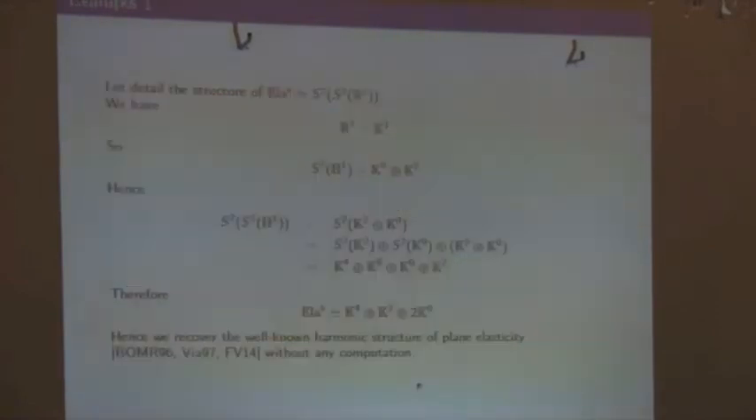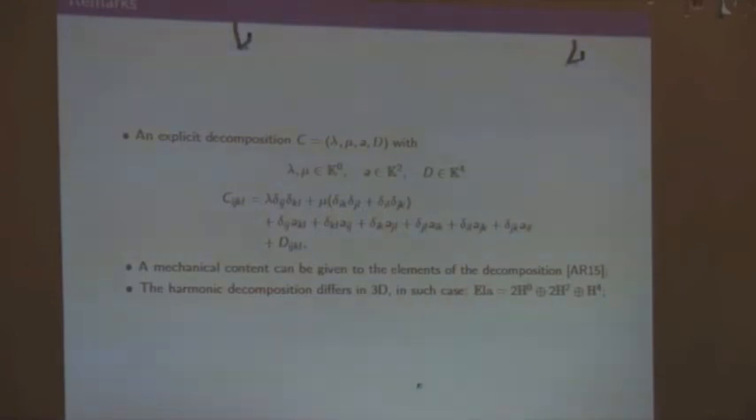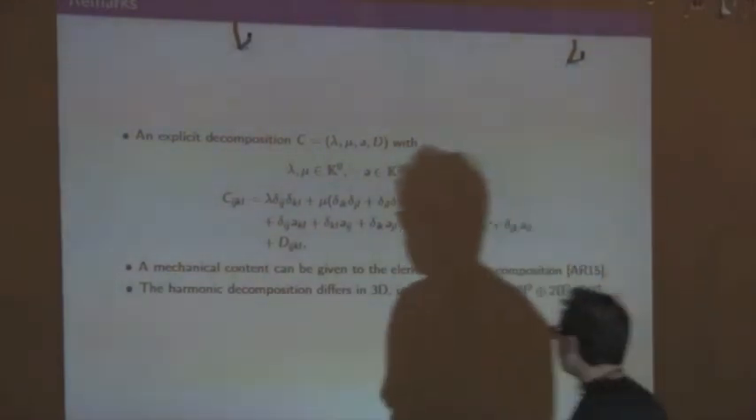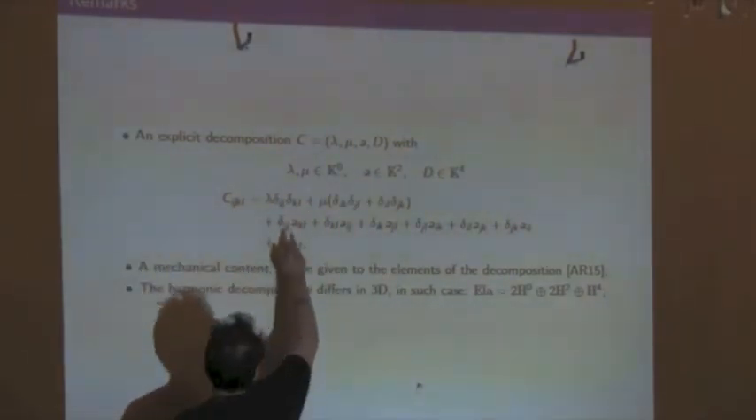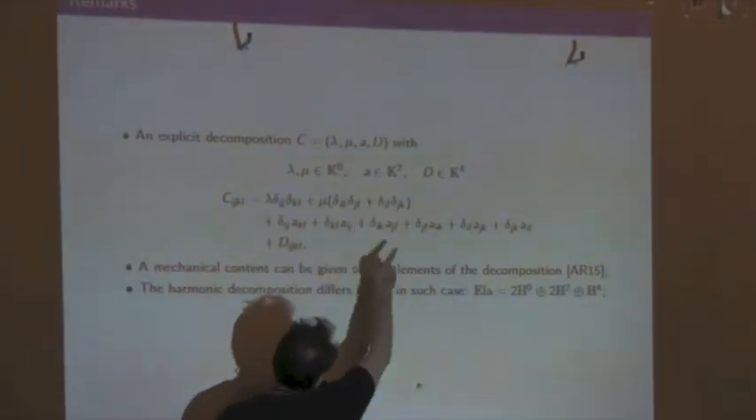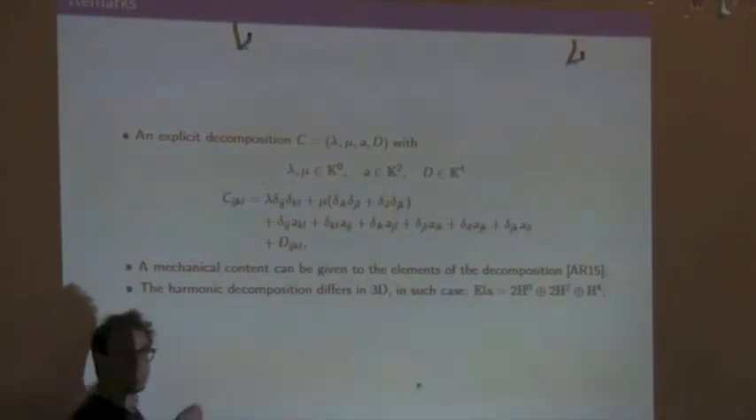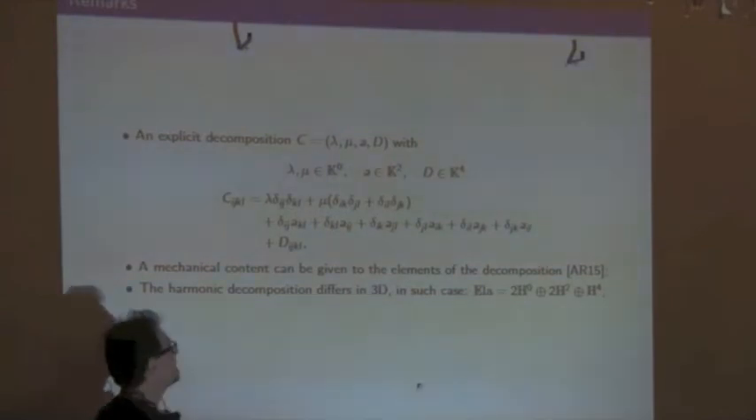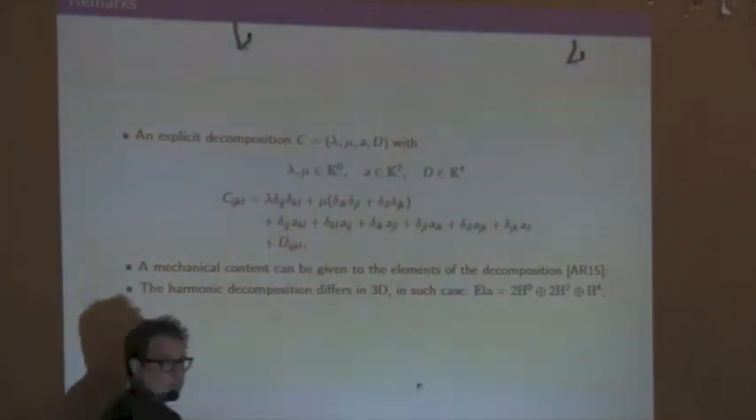Okay, if I spend some more time on this structure, the structure of the elasticity tensor in two dimensions: one way to obtain the explicit decomposition is this one. If you give me two scalars, one deviator of order 2 and one of order 4, the isomorphism that will take those four elements and put them into an elasticity tensor is given by the following formula.